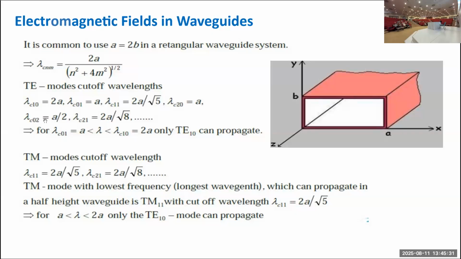If it is 10 centimeter, then the cutoff wavelength will be 20 centimeter. Similarly, the cutoff wavelength of the TE20 mode will be half of that wavelength, and so on for other frequencies. All these modes lie between A and 2A.